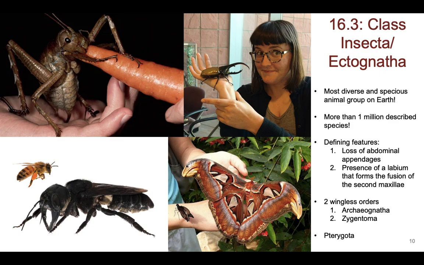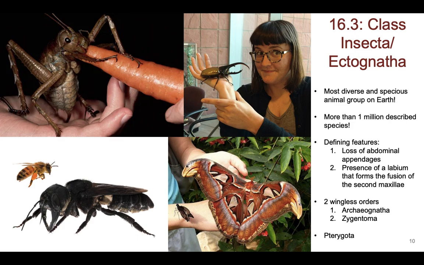Your book only goes through, I think, 6 insect orders. I'm going to go through all of them. I'm not going to expect you to know all of them, but I just really want to highlight the diversity. And I'm going to go kind of in evolutionary order, so going from what we think is the most ancient group of insects through to the things that are more recently evolved. The two wingless orders that are also considered the most ancient insect groups are the Archaeognatha and the Zygentoma, which we're going to talk about in a second.